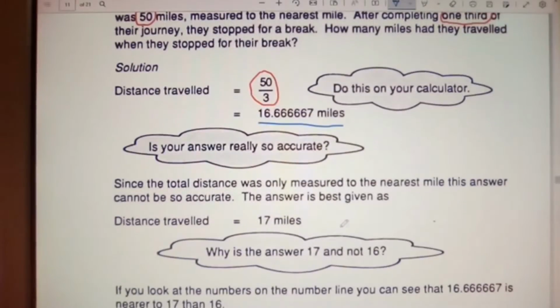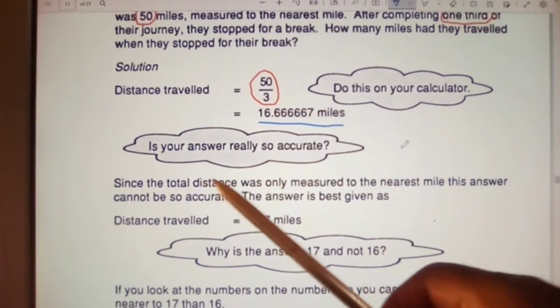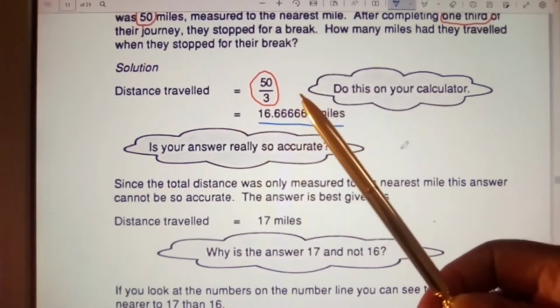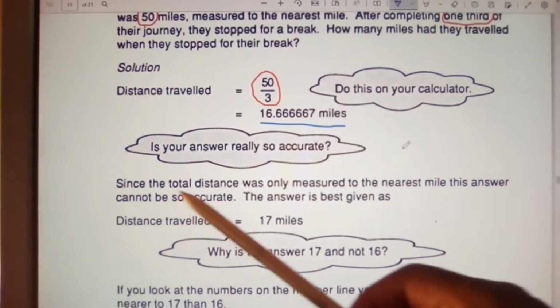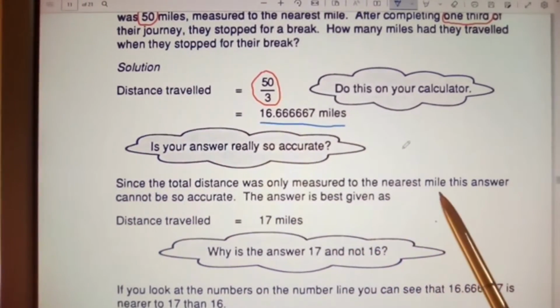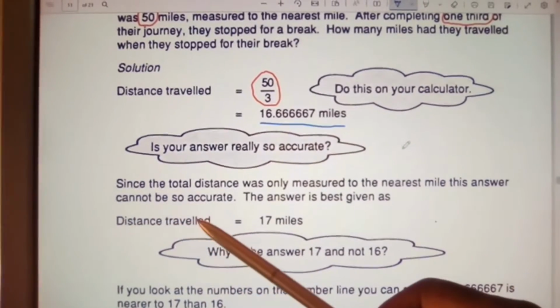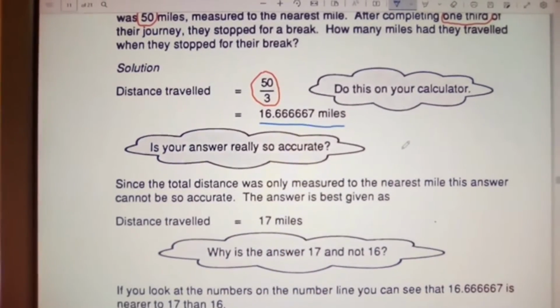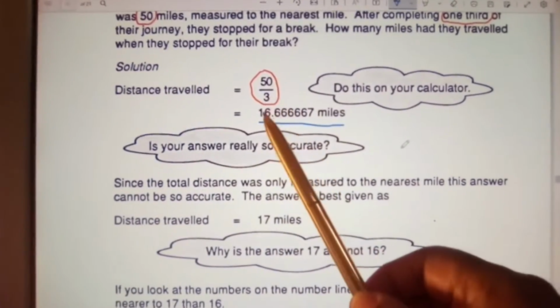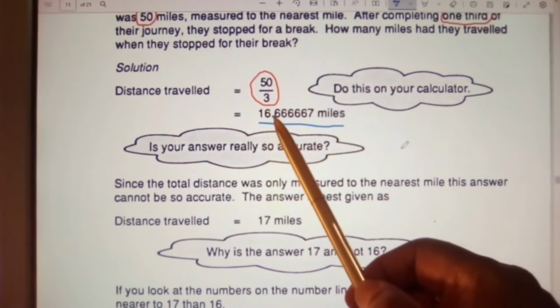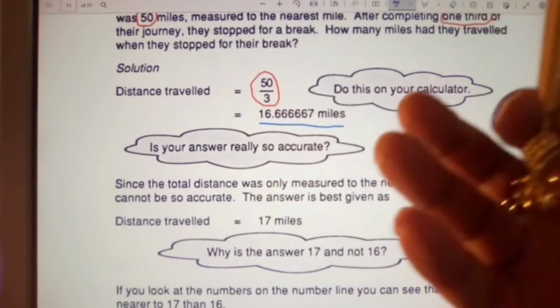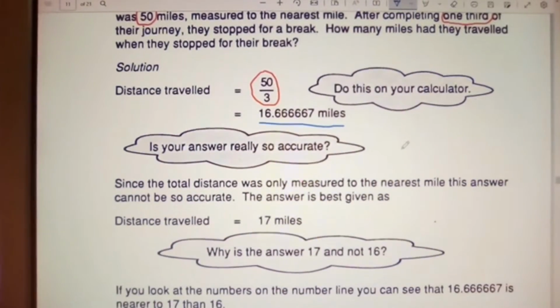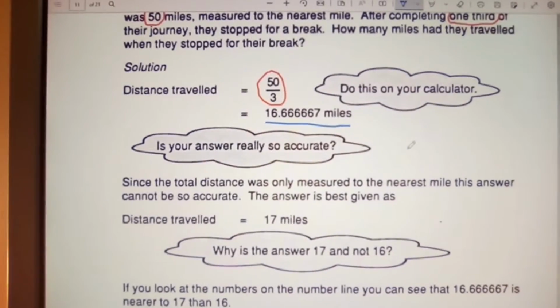Now, do we really need it to be that sillily accurate? No, we don't. Is your answer really so accurate? It's not. Since the total distance was only measured to the nearest mile, this answer cannot be so accurate. Okay? The answer is best given as distance traveled equals 17 miles. The reason is that 16.66 is rising nearer 17 rather than 16, isn't it? Okay?